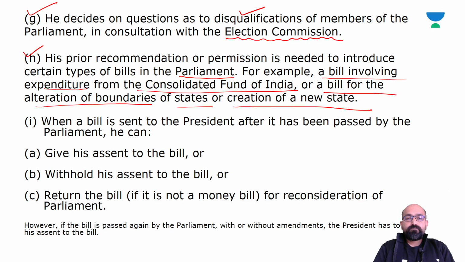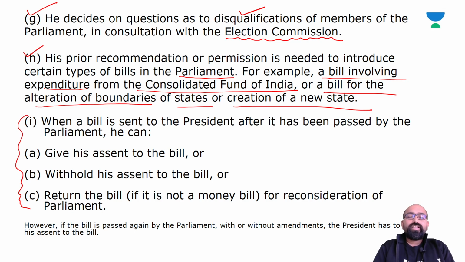Yes, these are the sub-clauses mentioned in the recommendation and permission for certain bills. When a bill is sent to the President after it has been passed by the parliament, he can give his assent to the bill or withhold his assent to the bill, or he can return the bill for reconsideration of the parliament.